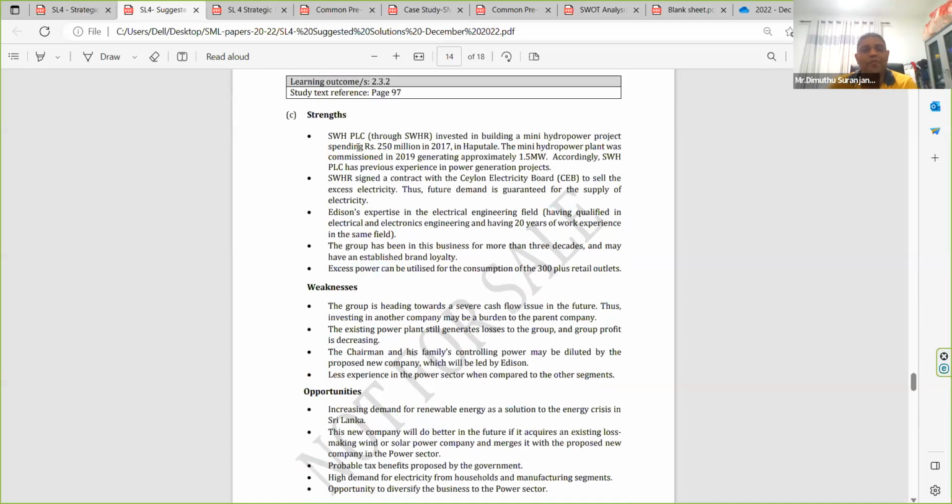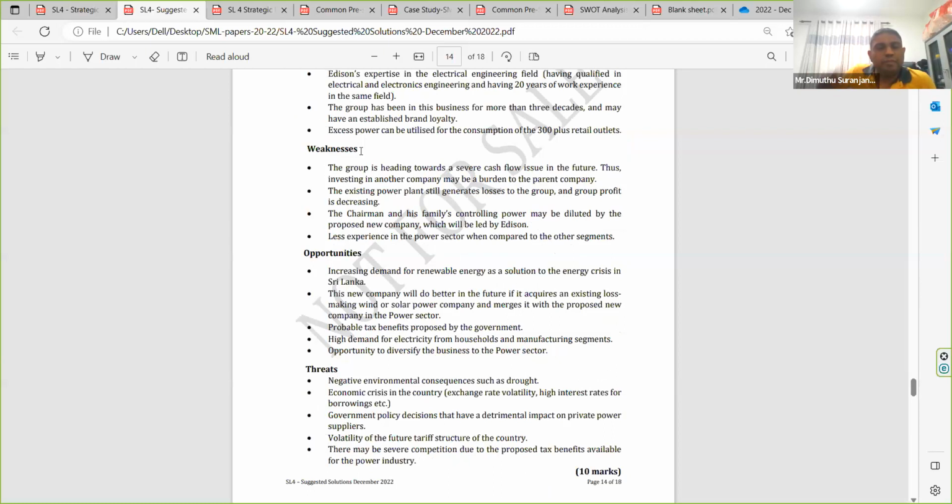Weaknesses, actually. The group is heading toward a severe cash flow issue, we found that problem, no? Thus, investing in another company may be a burden to the parent company. The existing power plant still generates losses to the group and group profit is decreasing. This may generate losses sometimes. The chairman and his family's controlling power may be diluted by the proposed new company, which will be led by Edison. They are controlling the company now. This will be led by Edison. Their control power may be reduced. Less experience in the power sector when compared to other segments.